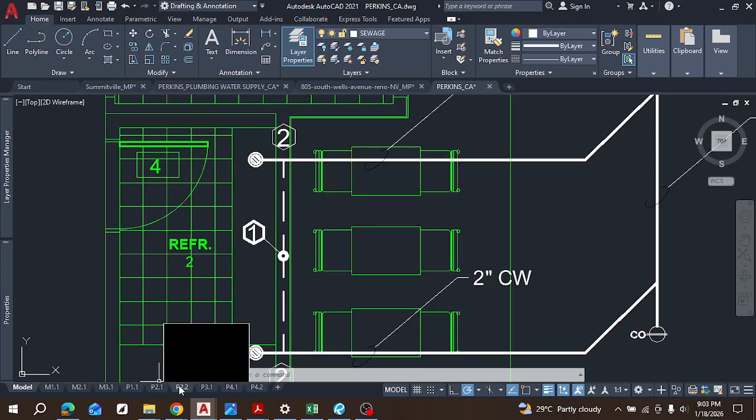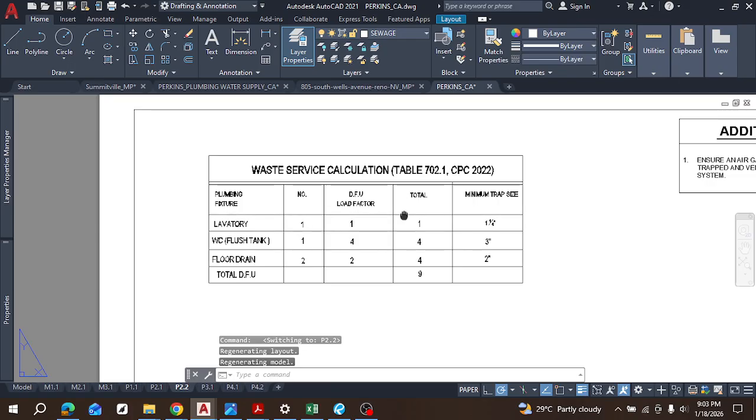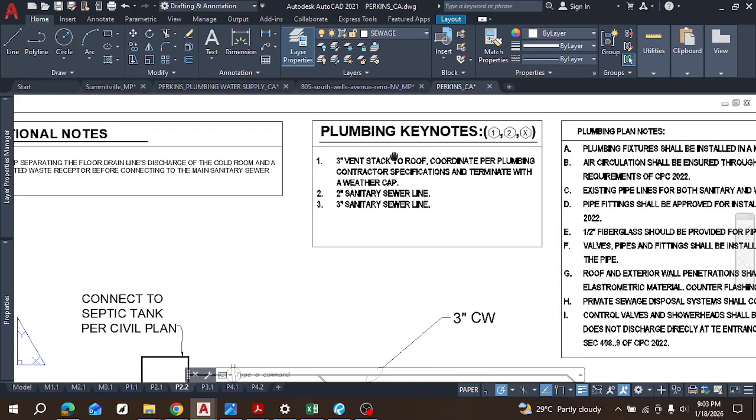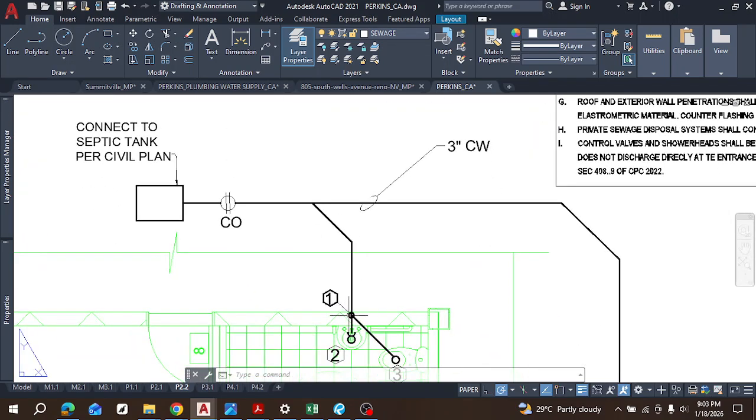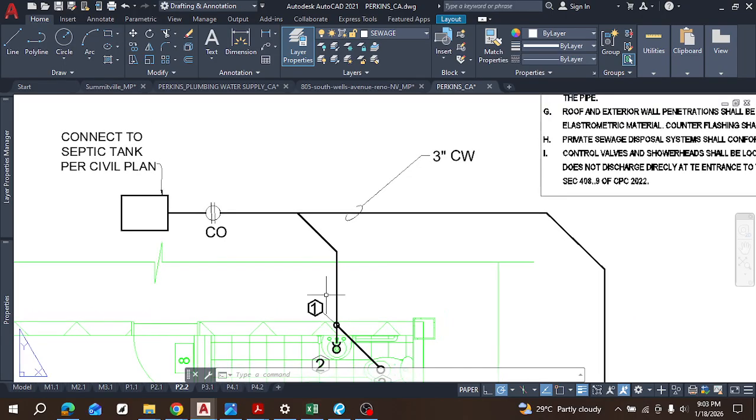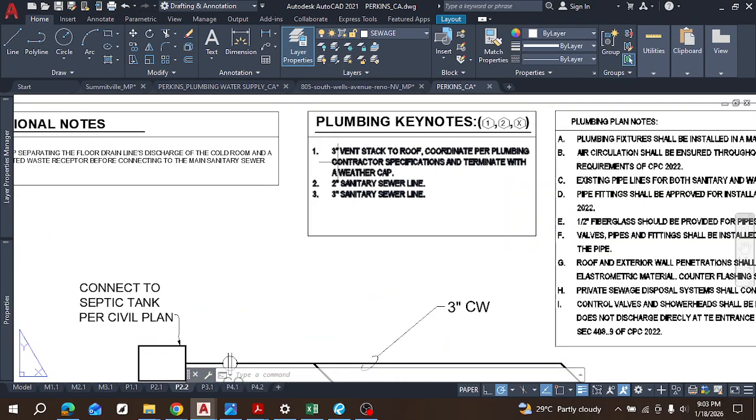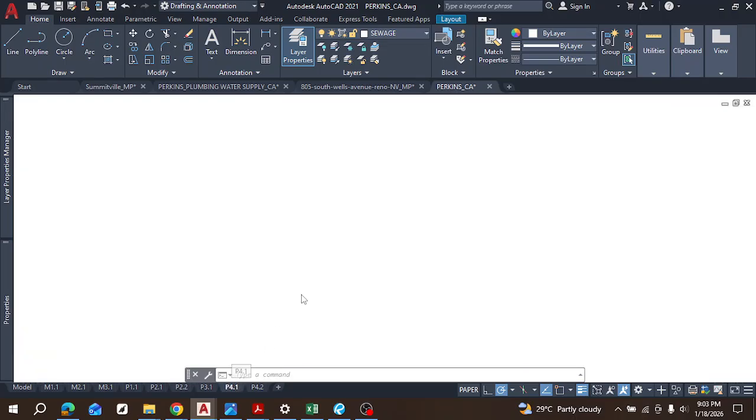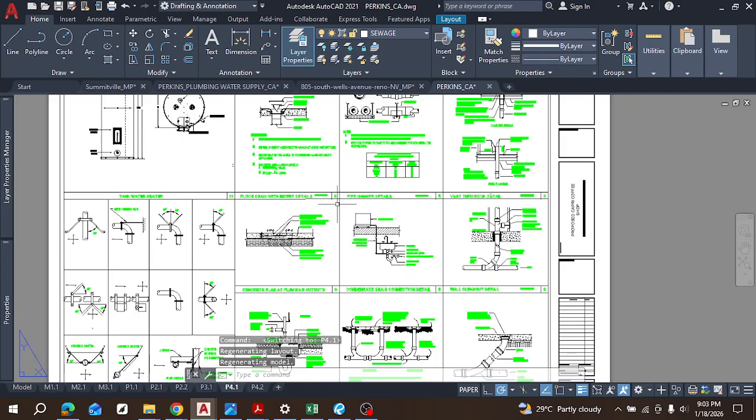Let me show you what number one means. Those are the different keynotes I've added. Let me show what they mean. Now, these are the different keynotes. One means 3-inch vent to the roof, which is here, in this case. So this is a wet vent, and then the air goes up into the roof, terminated with a weather cap. Because if there's no weather cap, it's going to be open, and anything can fall in from up there. So there has to be a weather cap, and that is also shown somewhere on our plumbing detail. Where is it?